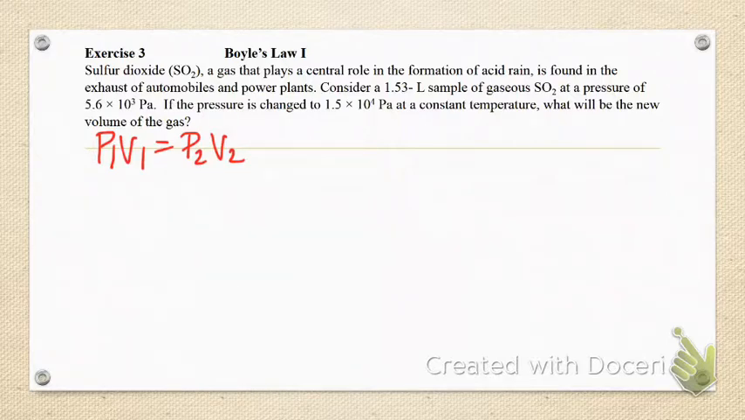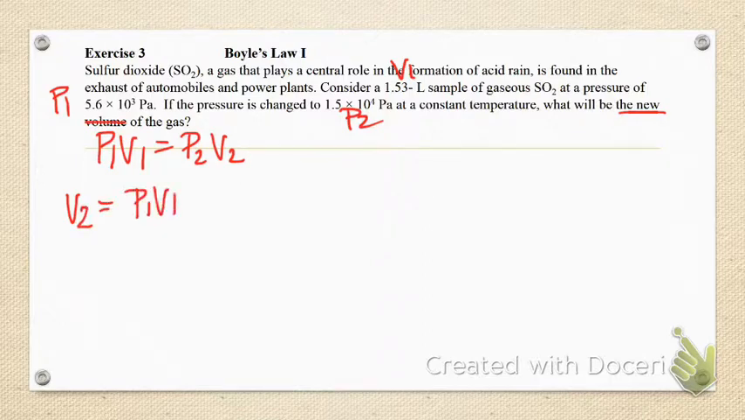We have a 1.53 liter sample. That's going to be your V1 at the pressure of 5.6 times 10 to the third. That's going to be P1. And then the pressure is changed, so that's definitely P2. So we are looking for the new volume. So we're going to solve for V2.